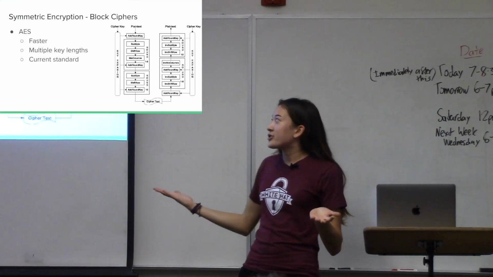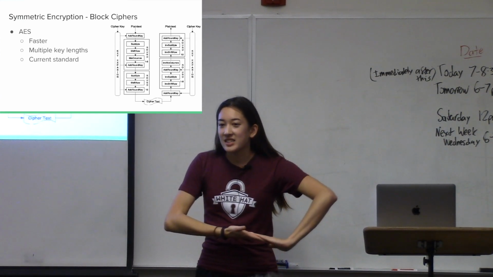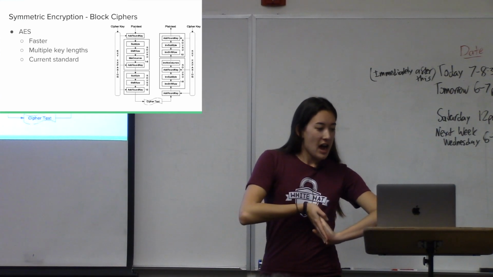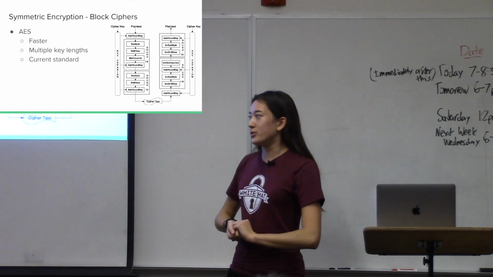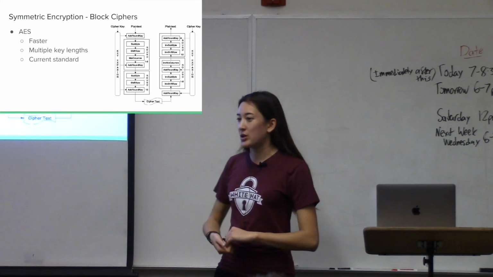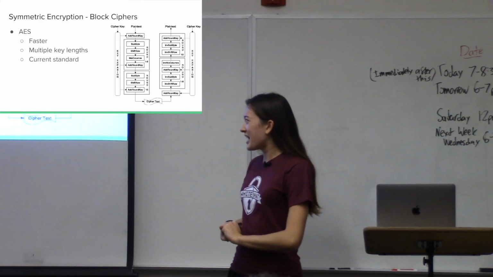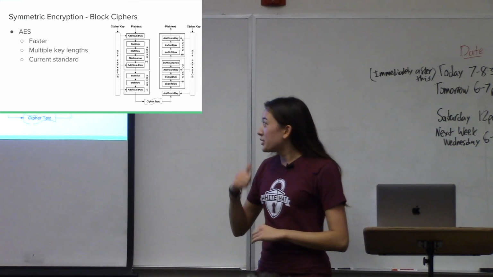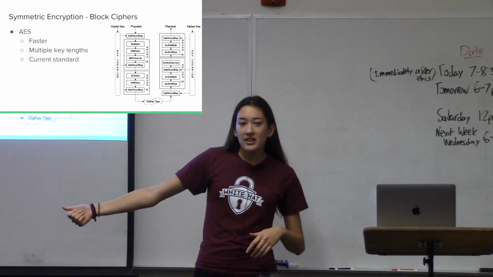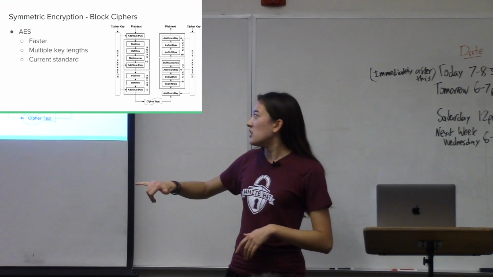So what do we actually use? We use AES. That's the Advanced Encryption Standard. This is what is used modern day in pretty much all systems. If systems are still using DES, that's really sad. And so the really cool thing about AES is it's faster than DES, especially faster than triple DES.